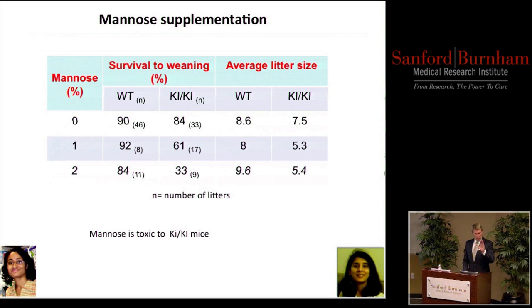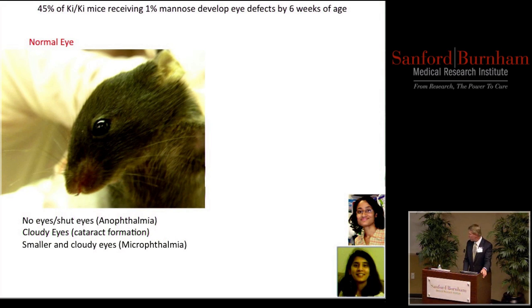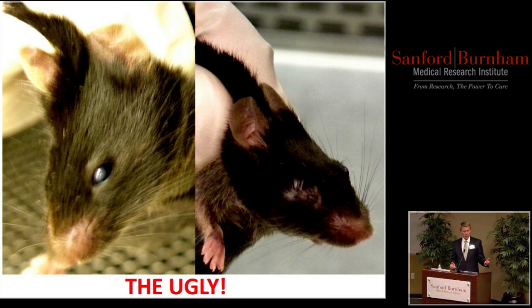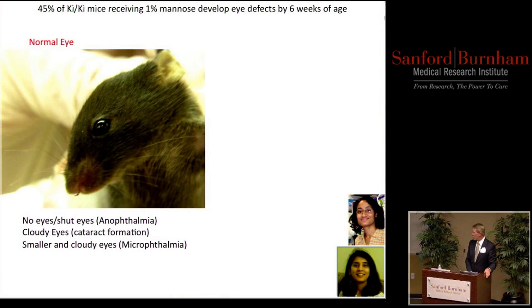And we said, well, thank God that they were born and they were normal. But then it turns out that some work that Jonah and Bonin have been doing, that's what a normal mouse eye looks like. Turns out that in these guys, they turn ugly. Almost 50% of the mice that were put on 1 or 2% mannose now get these very abnormal eye defects. If you look back here, the eyes are shut. That's anophthalmia, cloudy eyes, cataracts that you probably heard about. And there are small cloudy eyes, microphthalmia.